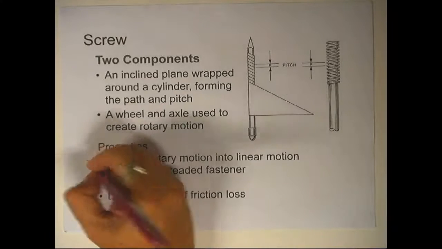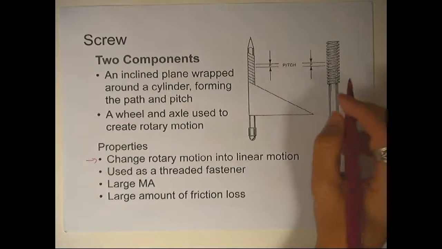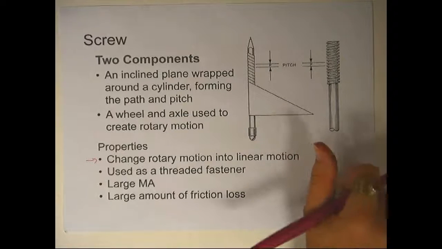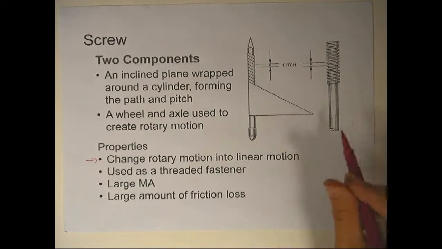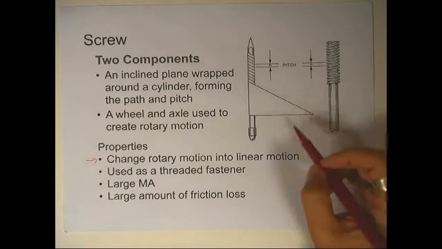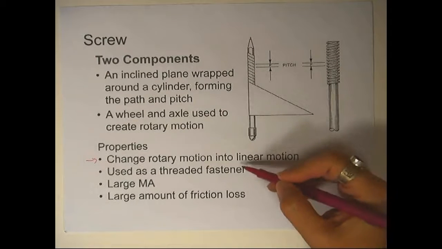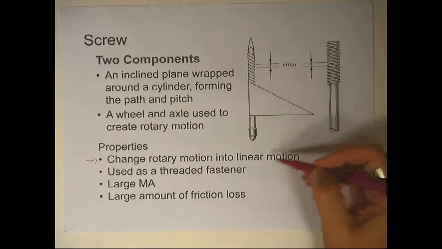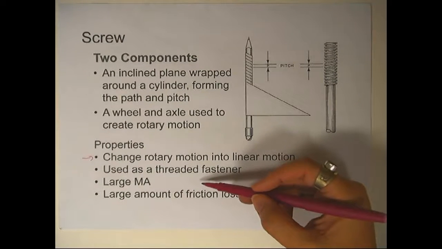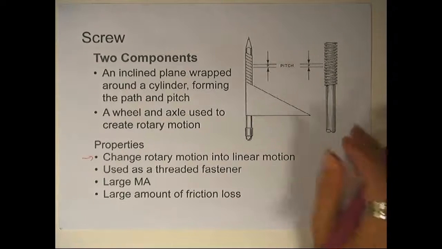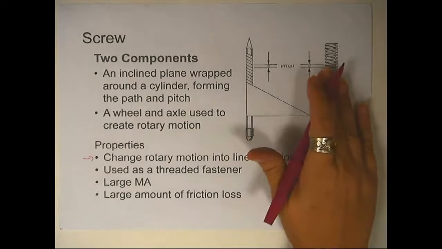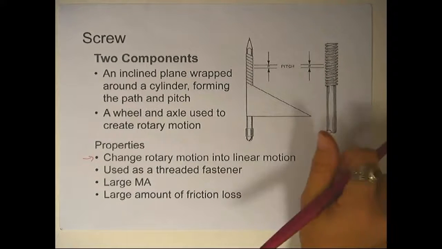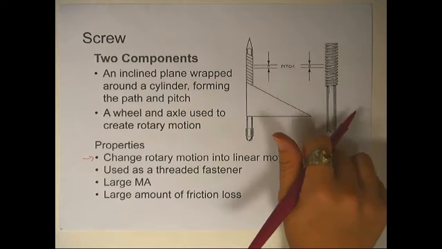Some important things about this: if I have a screw and I use a screwdriver, I use a rotary motion. I turn it, that's rotary motion, but the screw moves in a linear motion. That's what it says here. It's a threaded fastener. We call these threads up here. We can get a really large MA out of it. That means that we won't have to put a lot of force down here to get a lot of force up there. But we do lose a lot of our force to friction here.